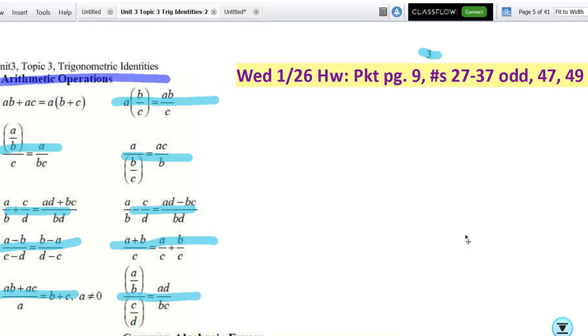Hello, Honors Pre-Calc. This is the lesson for Wednesday, January 26th. We're continuing our exploration of trig identities and their uses to simplify trig expressions.